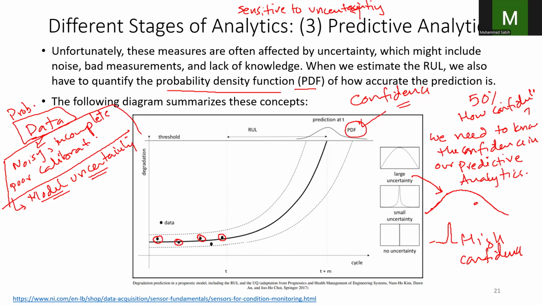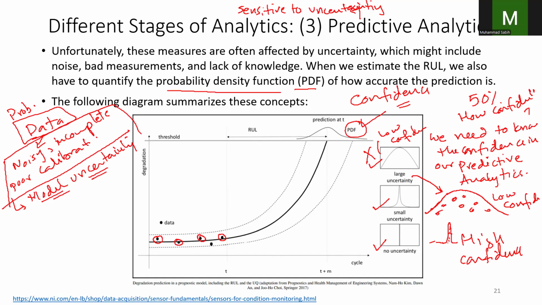And here the value can occur anywhere, so this is low confidence. Here the values will occur in a small range; this one has a small uncertainty, and this one has a large uncertainty. So this is what we will be requiring, and this is what we don't like. This is low confidence.